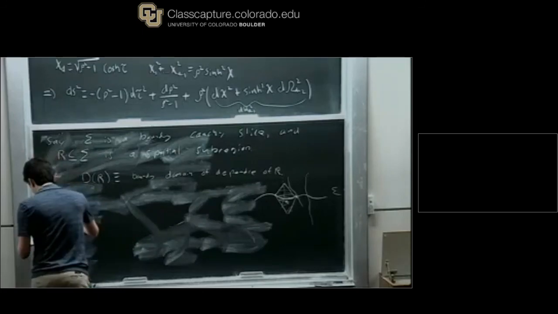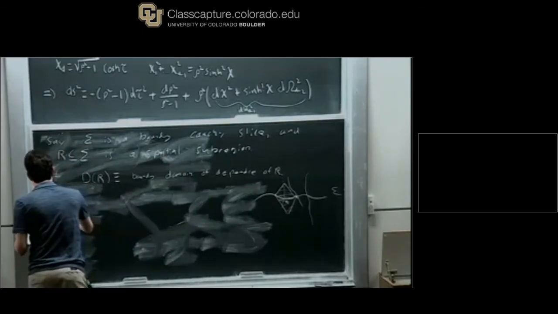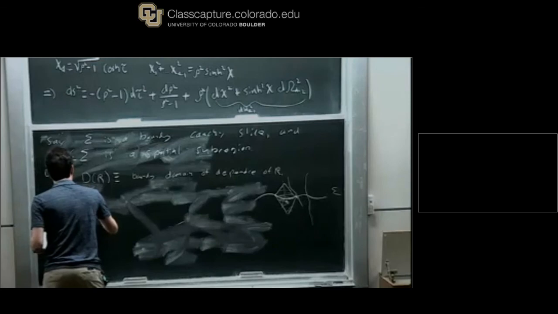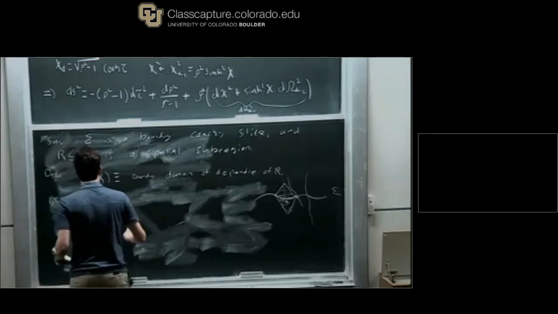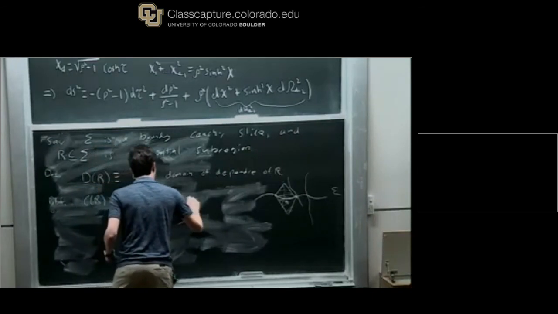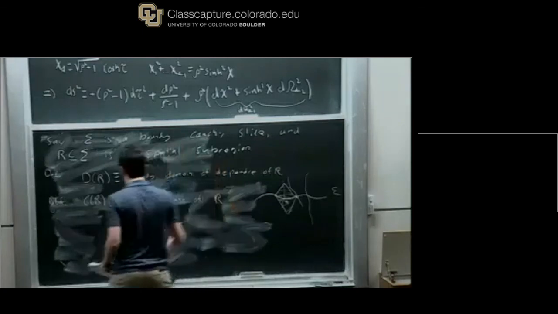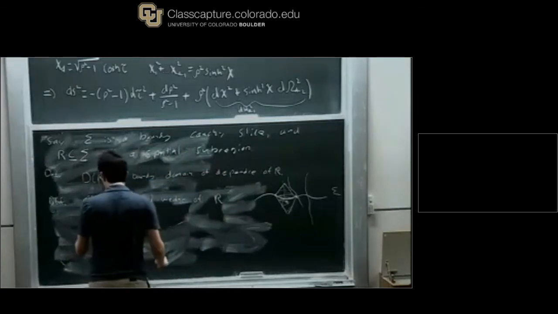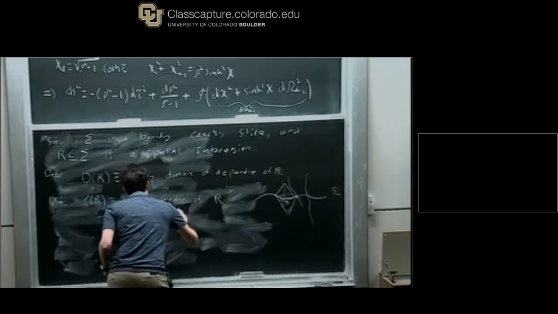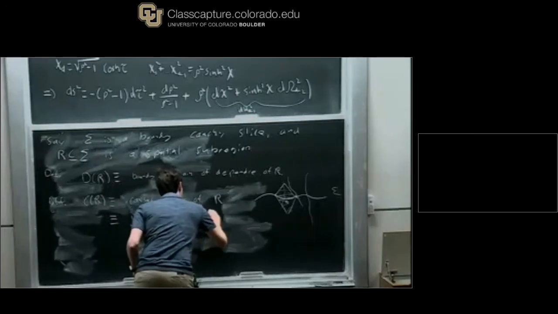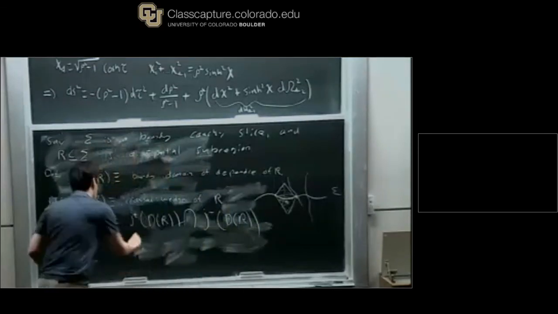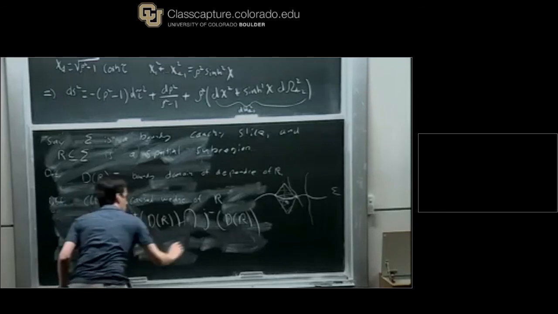So then, good. So then now finally, we define the causal wedge. So that's definition number one. Definition number two is that C of R, which is the causal wedge of R, is defined as the intersection of the bulk past and future of D of R. So I want to emphasize this is the bulk, and this is the bulk.